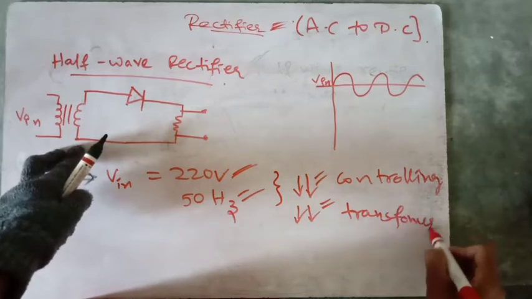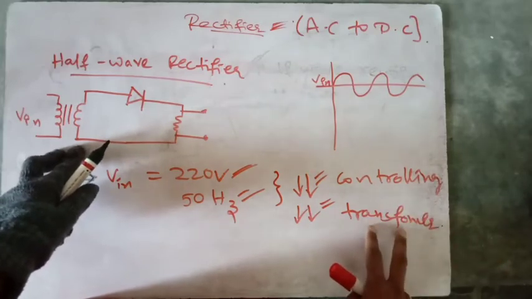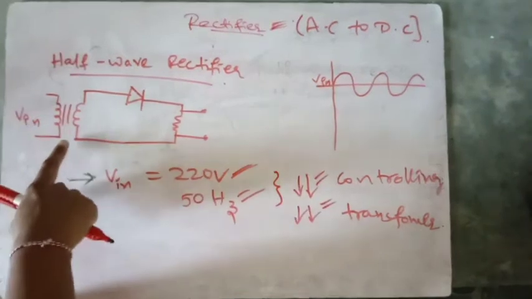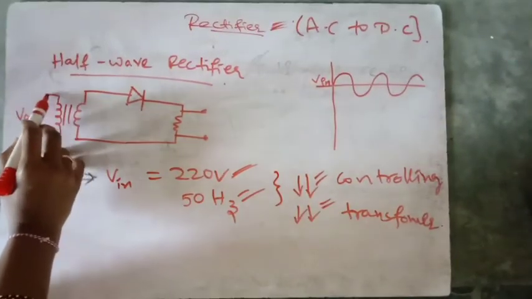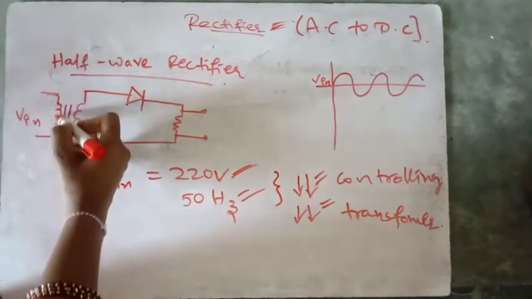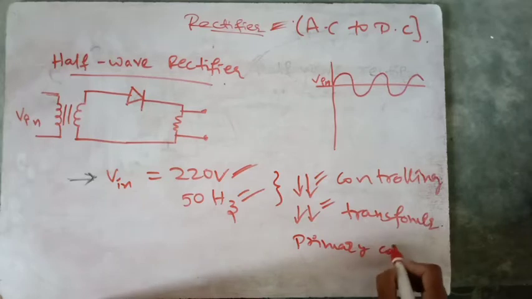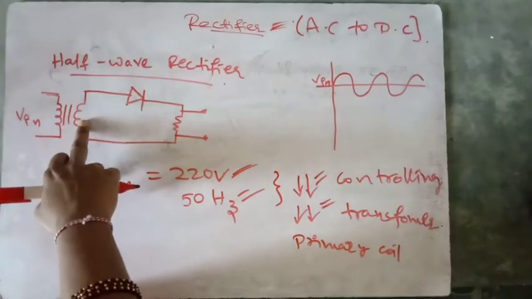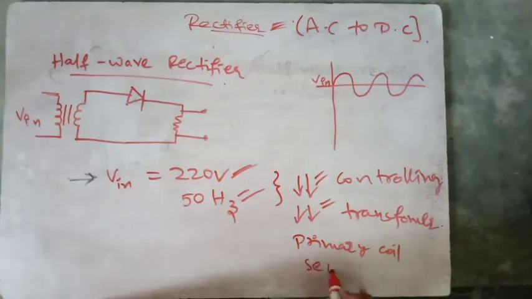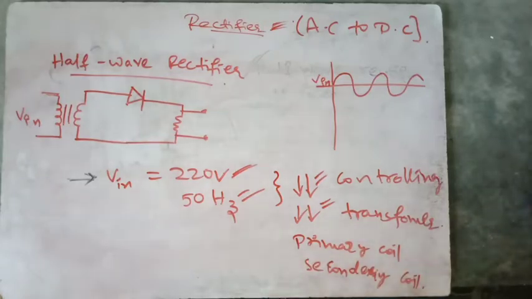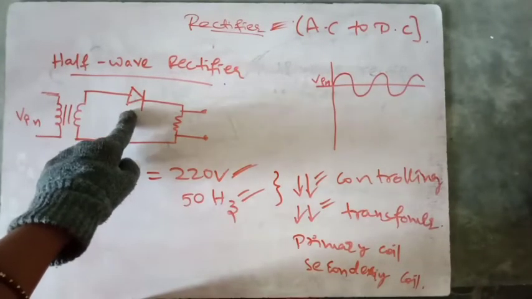Here I am using a transformer. I will make a separate lecture explaining these transformers. Look at this diagram. This is the primary coil. In transformers we have a primary coil and a secondary coil. Here we have both primary and secondary coils. To this I am connecting a PN junction diode.